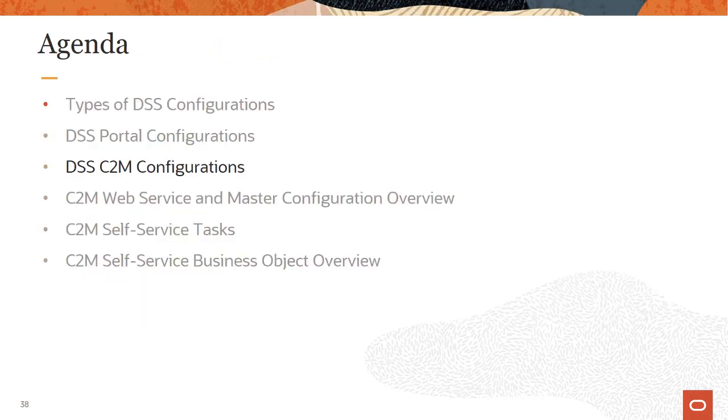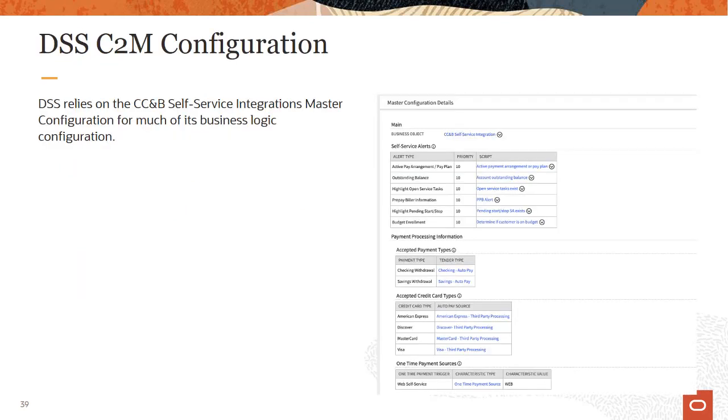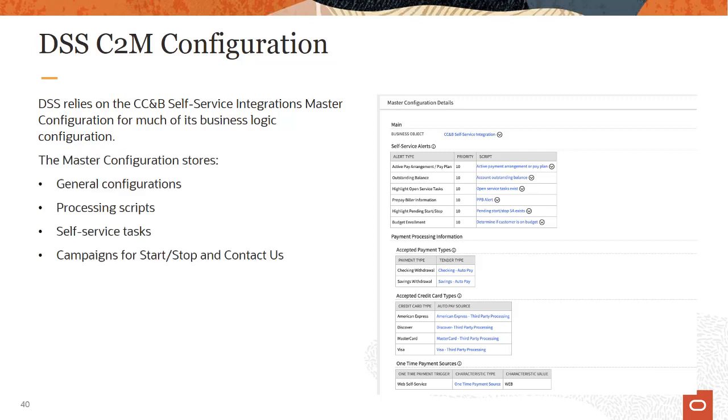Now let's discuss customer-to-meter configurations. Digital self-service relies on the customer care and billing self-service integration's master configuration for much of its business logic. CC&B master configuration and C2M master configuration are synonymous, as digital self-service integrates with and supports both enterprise products. Going forward, we'll be referring to them as the master configuration. The master configuration stores general configurations, processing scripts, self-service tasks, and campaigns for start-stop and contact us features.